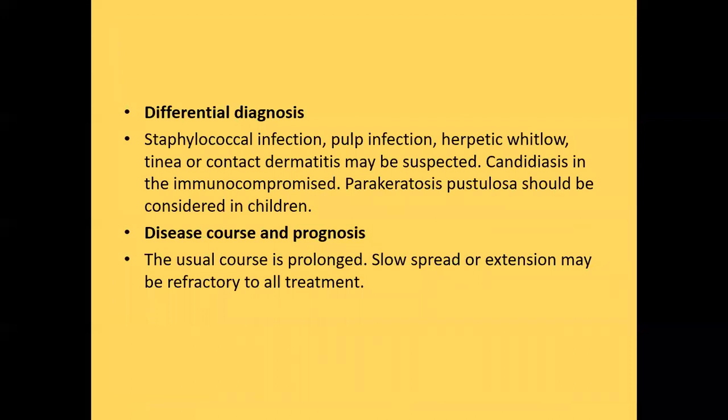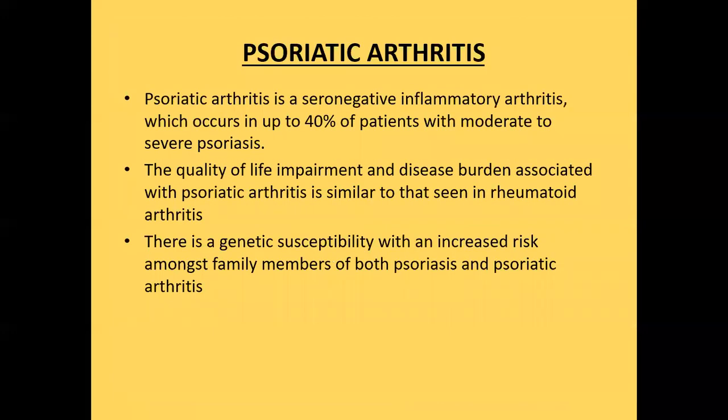The differential diagnosis includes staphylococcal pulp infection, herpetic whitlow, contact dermatitis, candidiasis, and parakeratosis pustulosa. The course is prolonged, spread is slow, and refractory to treatment, as already mentioned. The last of the psoriatic variants is psoriatic arthritis. Psoriatic arthritis is a seronegative inflammatory arthritis that occurs in 40% of patients with moderate to severe psoriasis. The quality of life impairment and disease burden associated with psoriatic arthritis is similar to rheumatoid arthritis. There is a genetic susceptibility with increased risk among family members of both psoriasis and psoriatic arthritis.